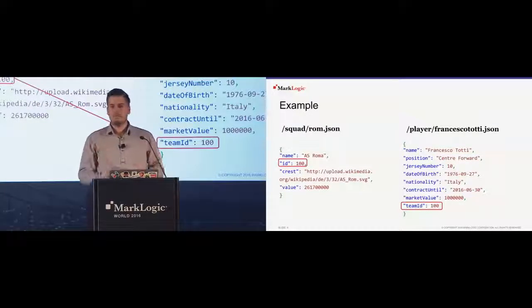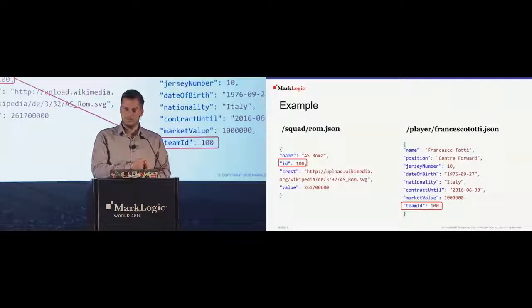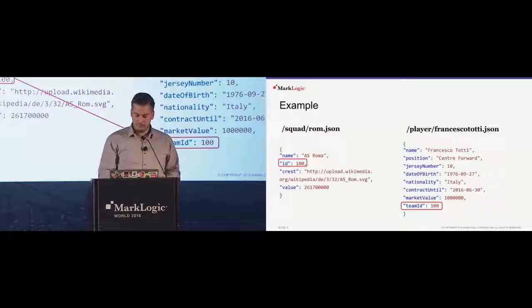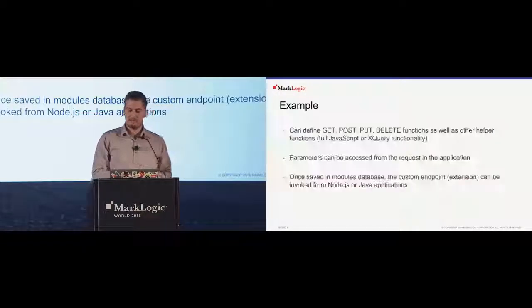So what if your application developers want to have an endpoint where they want to say, okay, I want to pass in a parameter, the name of the team, and I want to return all the players who play for that given team. So they don't want to do any sort of processing of the data at the application level. They want this to happen at the database level. And that is exactly how you can use these client APIs.